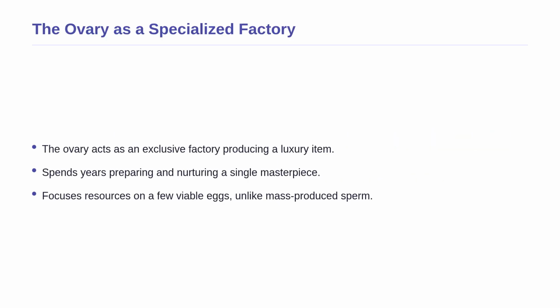To begin our journey, let us think about the ovary as a highly exclusive, specialized factory. Now, why does this matter? It matters because unlike male sperm, which are mass-produced by the millions every single day, the female body takes a radically different approach. It focuses all of its resources on creating just a few highly viable eggs. This process is incredibly resource-intensive. It actually begins before a female is even born, pauses for years during childhood, and only resumes during puberty. Understanding this biological investment helps us appreciate the sheer value of a single human egg.